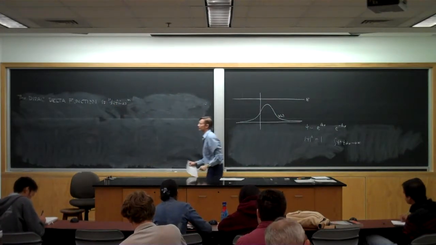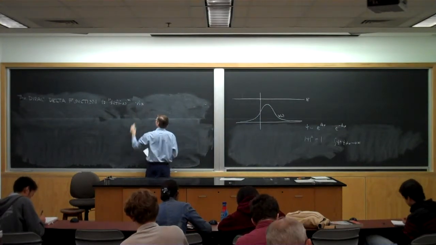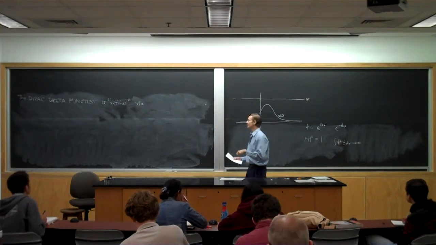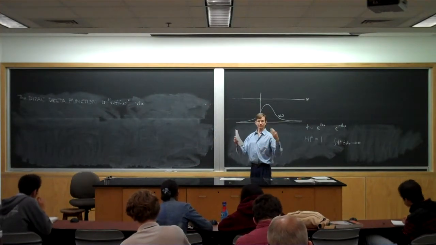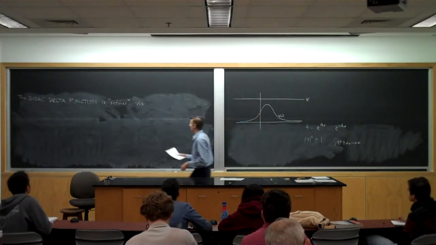The Dirac delta function is defined via, and I put it in quotes because there's no actual function that satisfies this definition, but we'll see that you can take a limit of a sequence of functions which comes closer and closer to satisfying this definition.